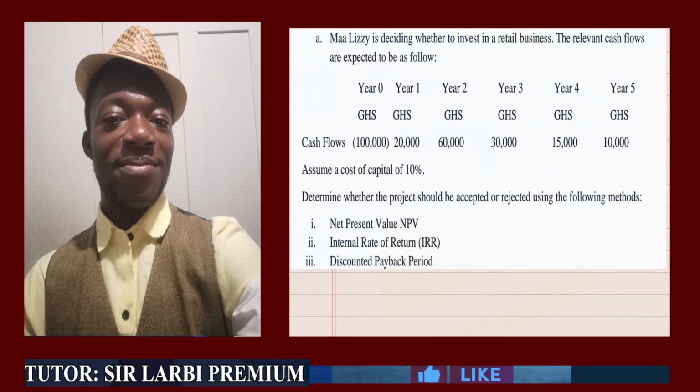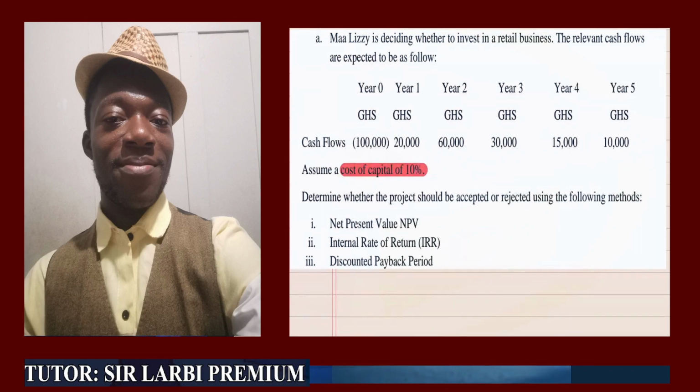Malizi is deciding whether to invest in a retail business. The relevant cash flows are expected to be as follows. We have year 0, which is the initial investment or the initial cash flow, which is 100,000. We have the yearly inflows, year 1, year 2, up to year 5. And then we have the cost of capital, which is the rate or the hurdle rate, to be equal to 10%.